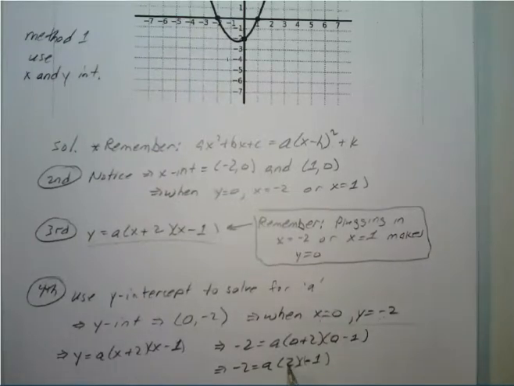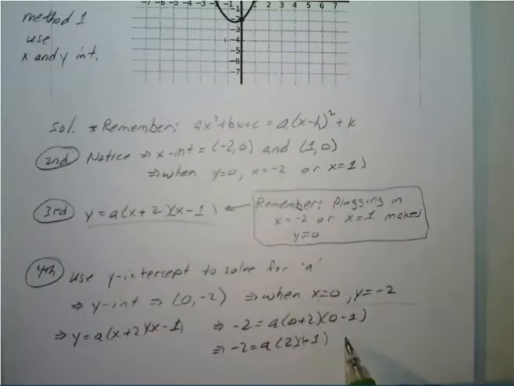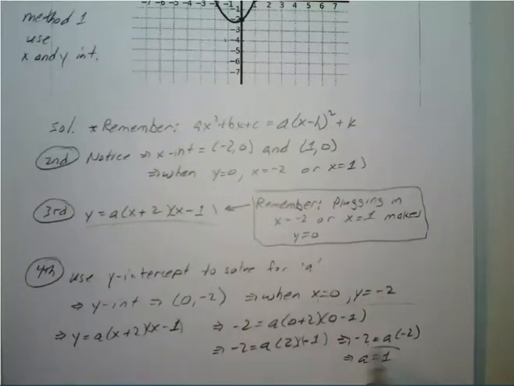All right, so 2 times -1 is -2. So that gives us -2 equals a times -2. Divide both sides by -2. We have a equals 1.